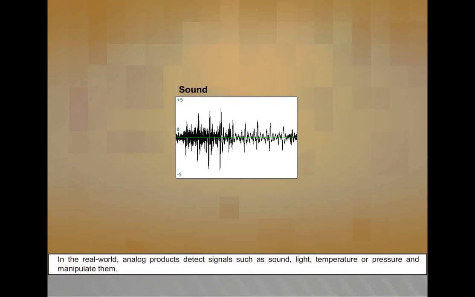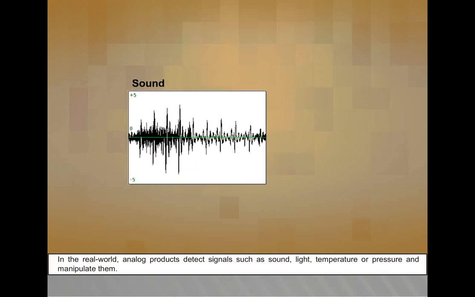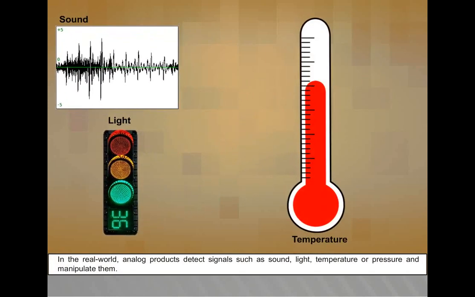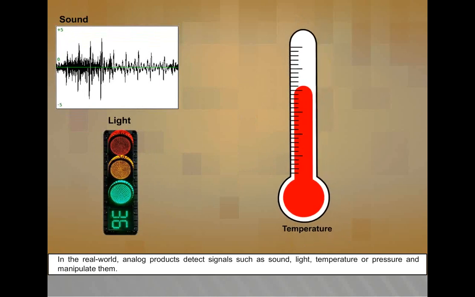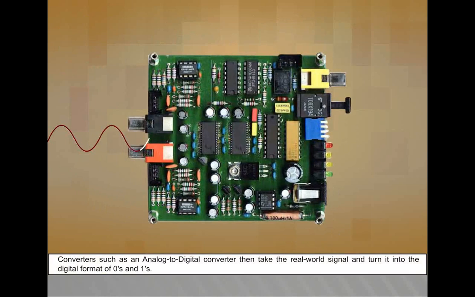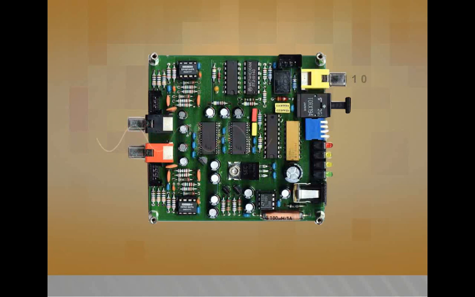In the real world, analog products detect signals such as sound, light, temperature, or pressure and manipulate them. Converters such as an analog to digital converter then take the real world signal and turn it into the digital format of zeros and ones.